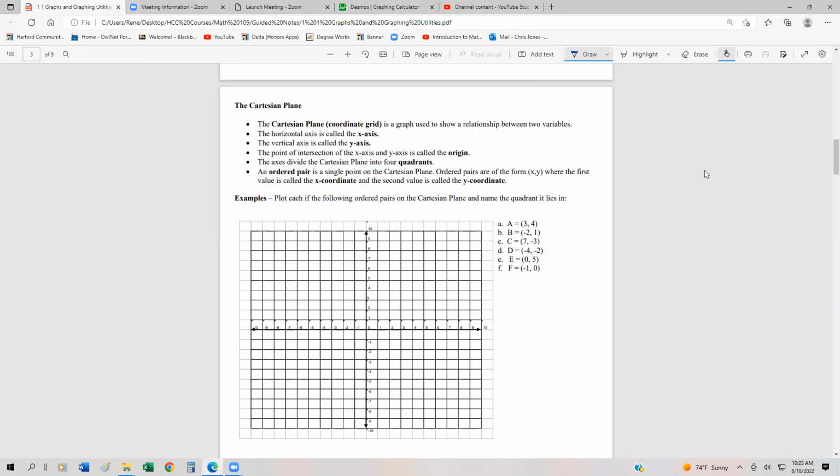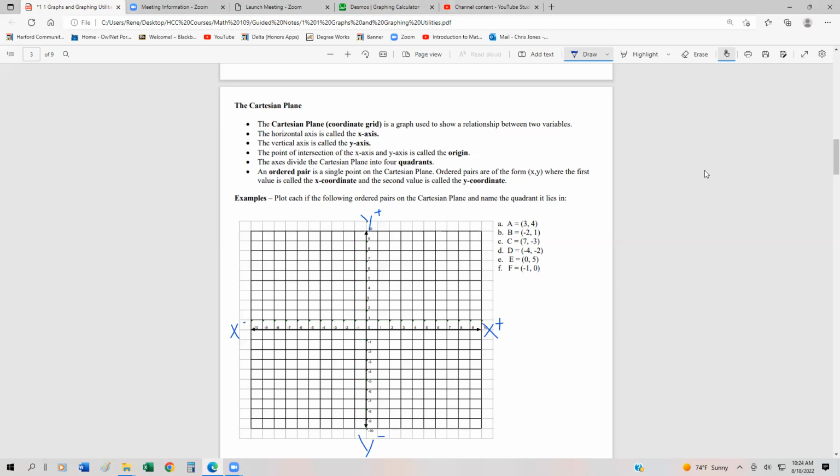So the horizontal axis is going to be the x-axis. So this is our x-axis, and this is in the x-positive direction, and this is the x-negative direction. And then we have the y-axis. So this is the y-positive. So anytime we go up, it's the y positive. Anytime that we go down is y negative.